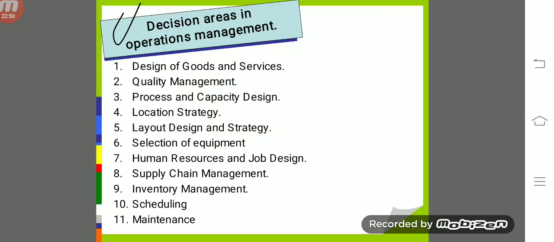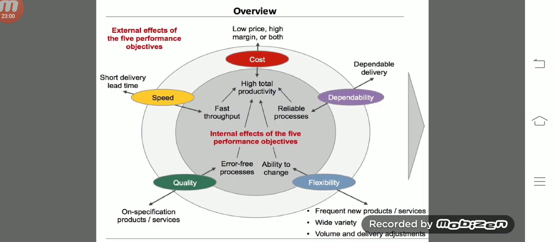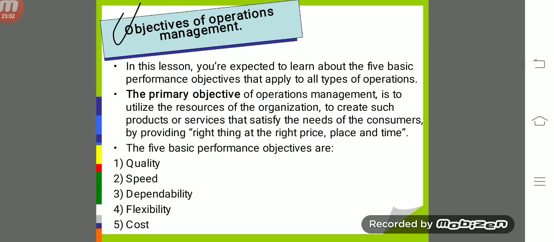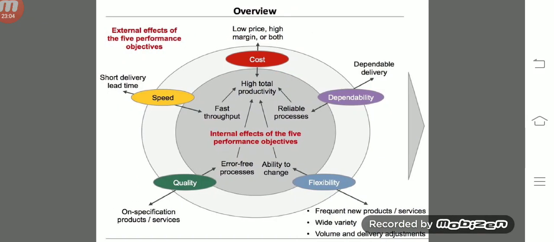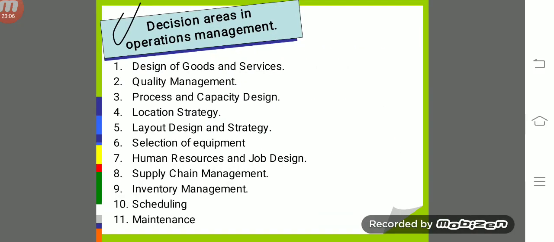You can also cover this point under the objective if you want to, because it is the working area, and these 5 points also come under the decision areas in operation management. Okay, the first point is decision areas in operation management. First of all, what are decision areas in operation management?